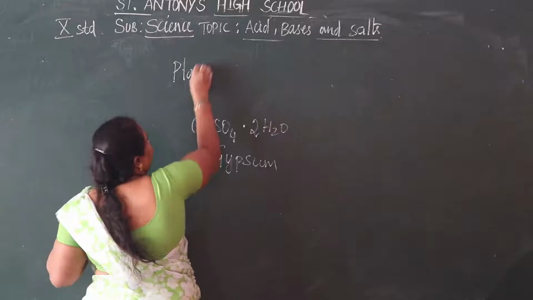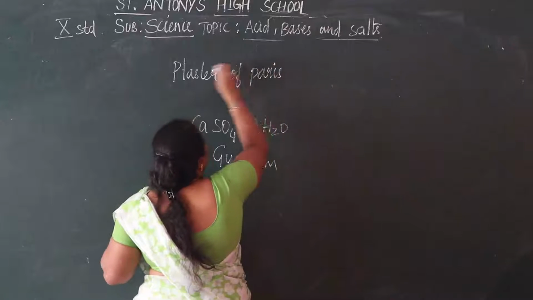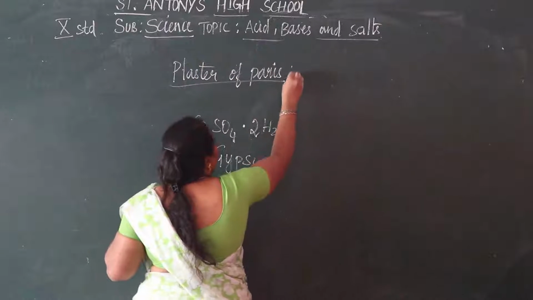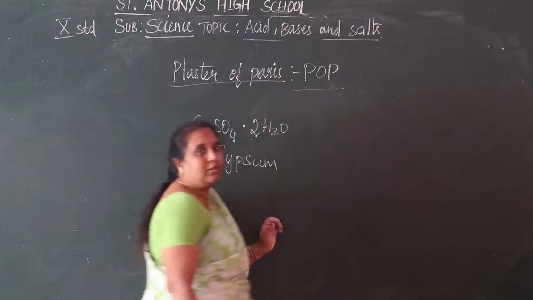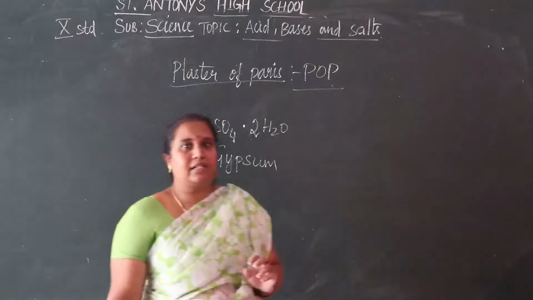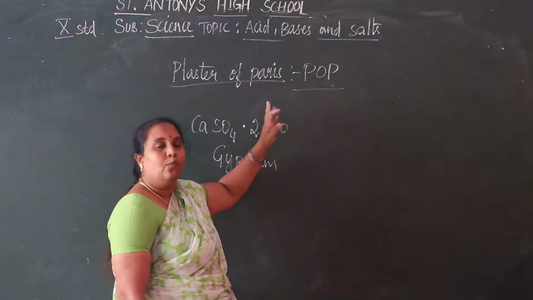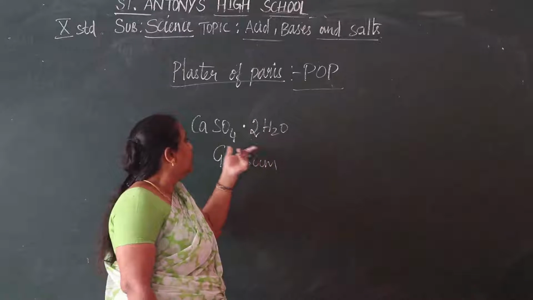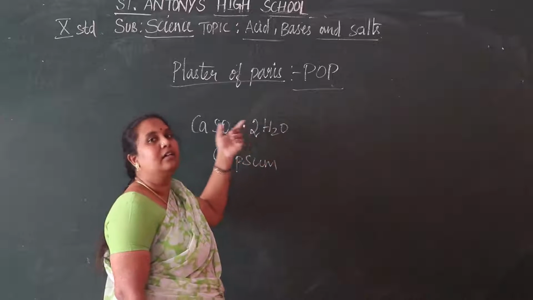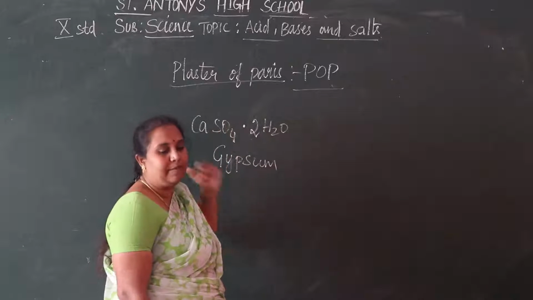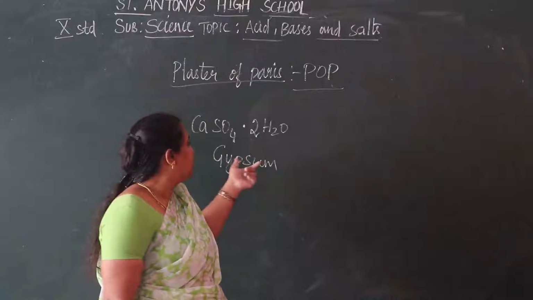What is meant by plaster of Paris? We use POP in various ways. POP is plaster of Paris. Where do we obtain it from? From gypsum. What is gypsum? The hydrated salt of calcium sulfate. We call it gypsum.